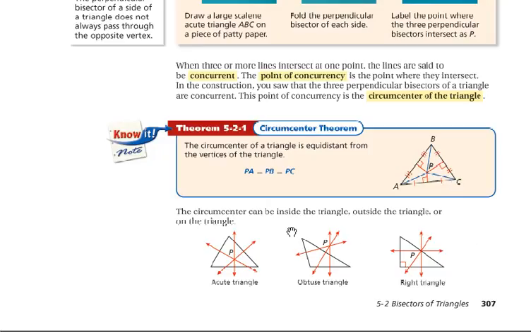Now the interesting thing with triangles is that you can have that circumcenter of the triangle be inside the triangle, outside the triangle, or sometimes in a right triangle you can even have it sitting right there on the hypotenuse.